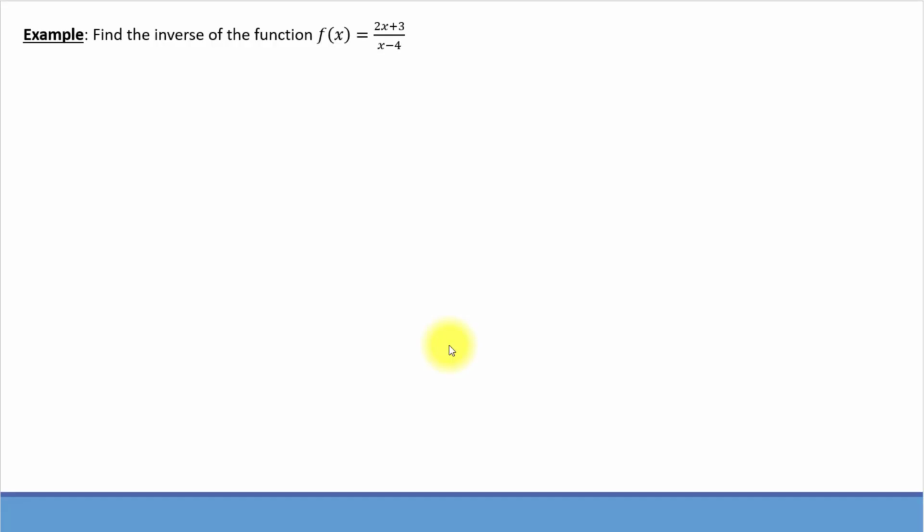Hi everyone, in this video we're going to do an example where we need to find the inverse of the given function. In step 1 we replace function notation f of x with variable y. So I get y equals 2x plus 3 over x minus 4.